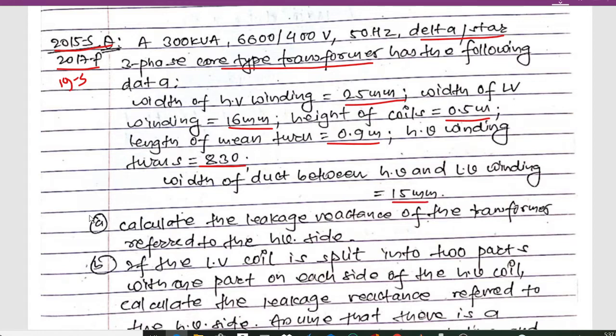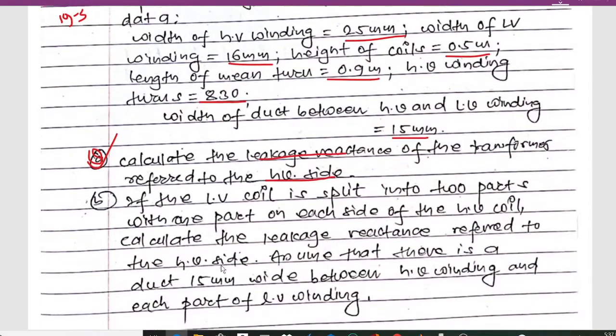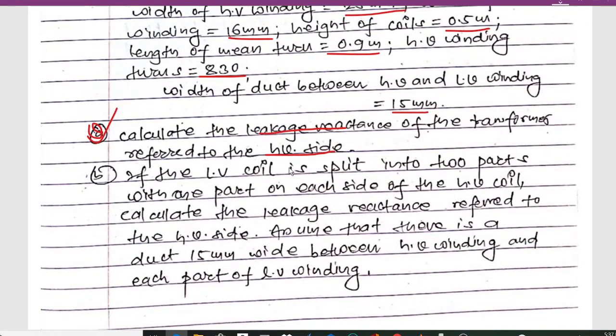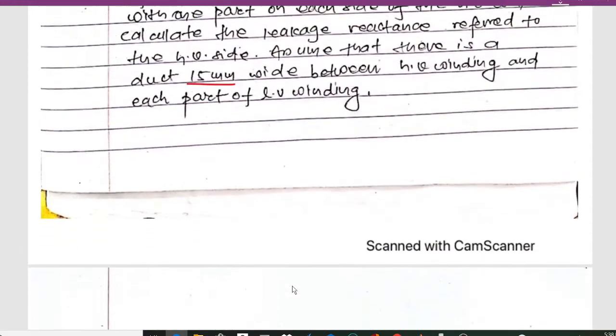In this question we have to calculate, first, the leakage reactance of the transformer referred to the high voltage side. The second one is, if the low voltage coil is split into two parts with one part on each side of the high voltage coil, calculate the leakage reactance referred to the high voltage side, and assume that there is a duct of 15 mm wide between the high voltage winding and each part of the low voltage winding. So, starting the solution, here we have the formula.